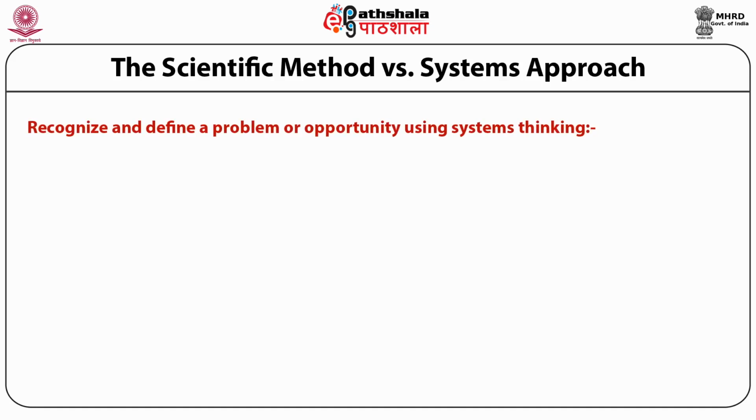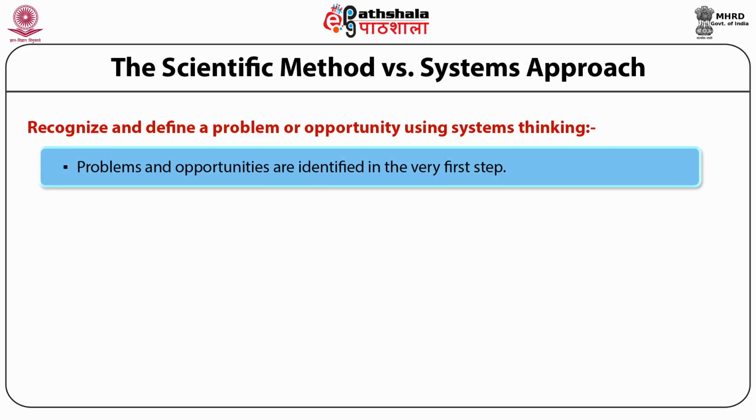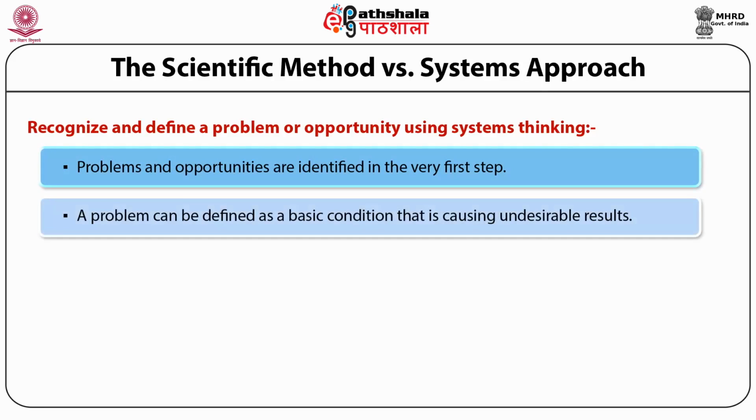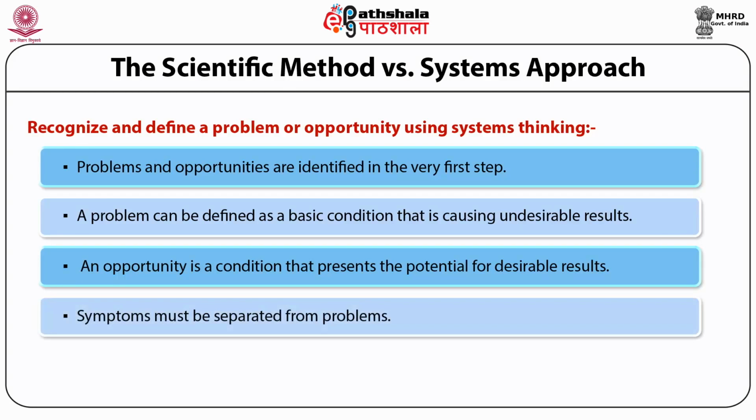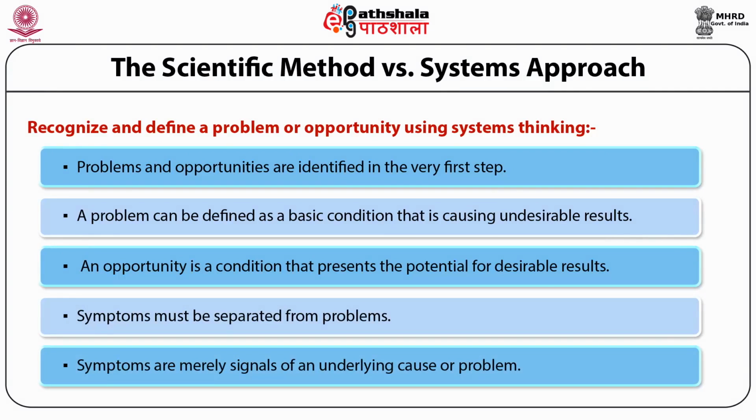Recognize and define a problem or opportunity using system thinking. Problems and opportunities are identified in the very first step. A problem can be defined as a basic condition that is causing undesirable results. An opportunity is a condition that presents the potential for desirable results. Symptoms must be separated from the problems. Symptoms are merely signals of an underlying cause or problem.